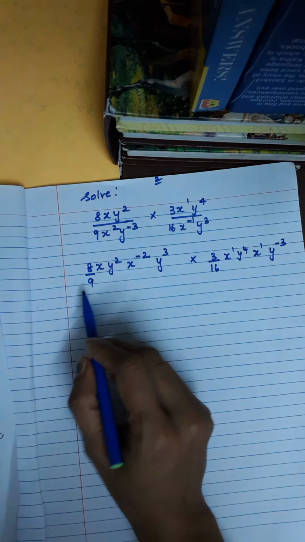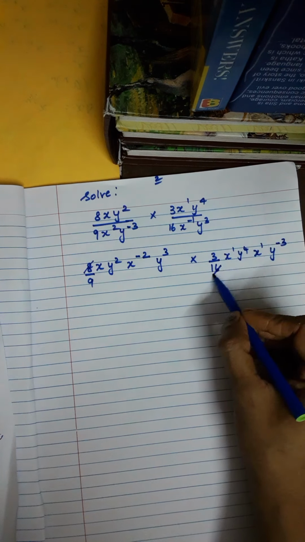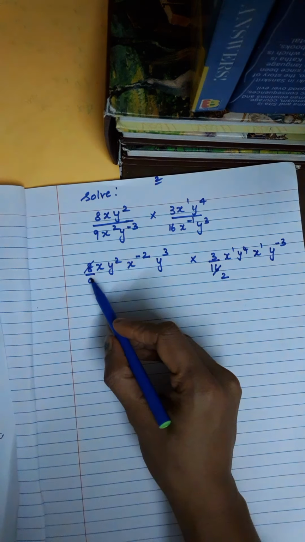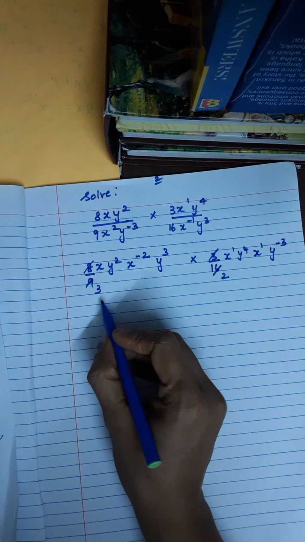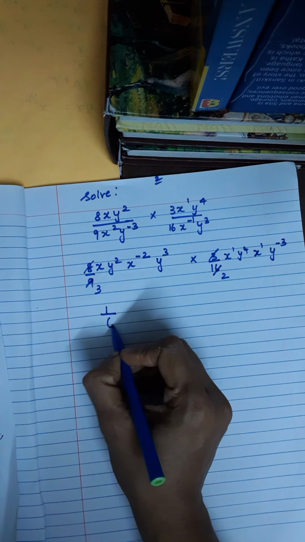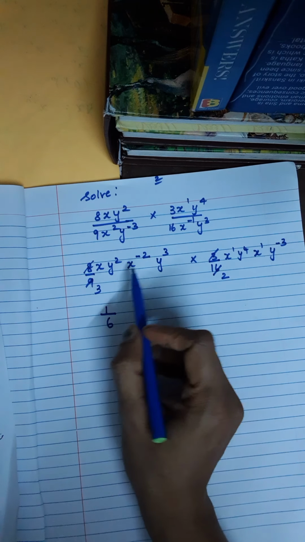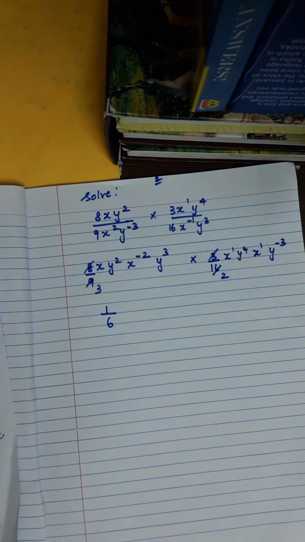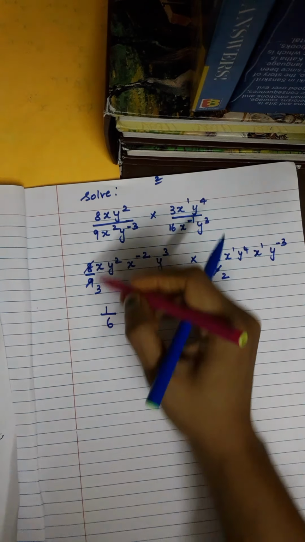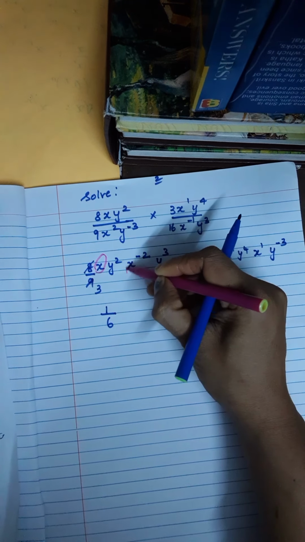Now I'm going to solve this. I'm going to cancel 8 and 2, 9 and 3: 3 ones are 3, 3 threes are 9. So when I multiply, it will become 1 by 6. Now I'm going to solve my x and y. So I'm going to collect all my like bases. This one I'll have to add, this one I'll have to add.